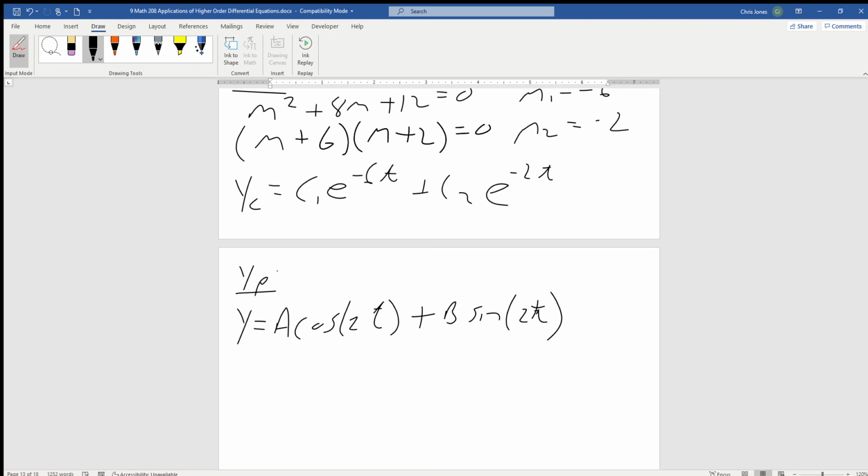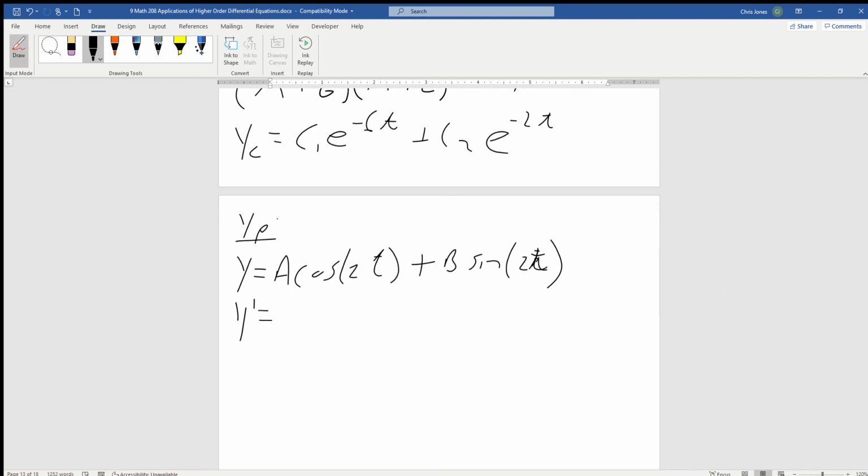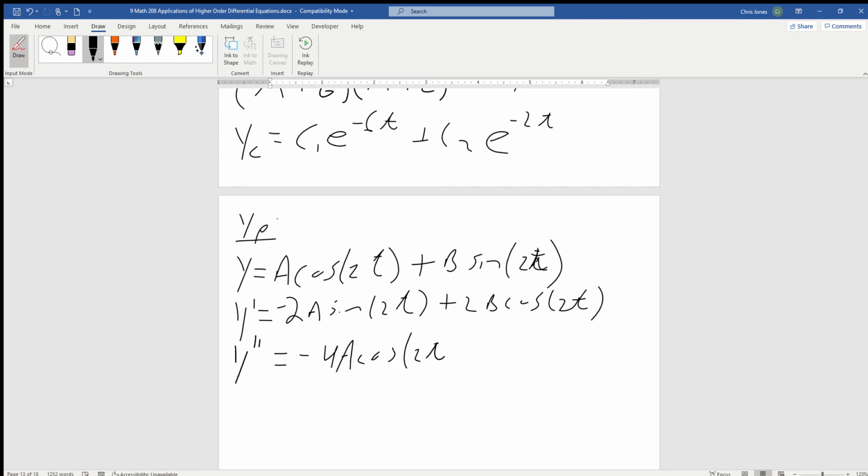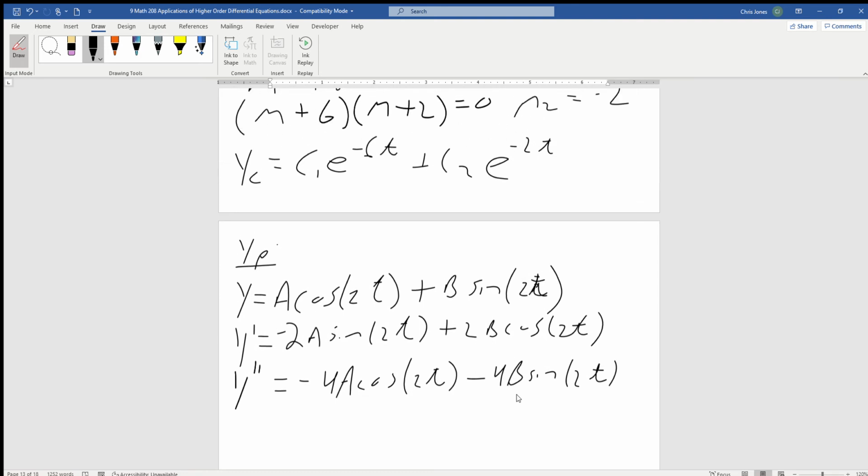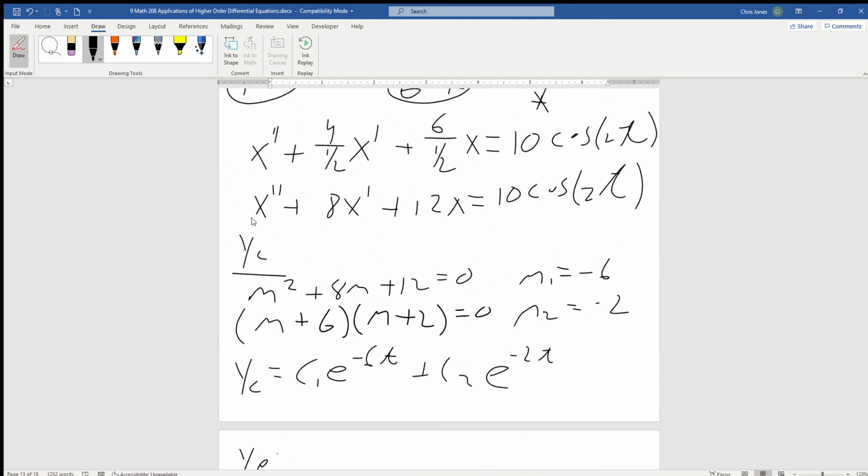We have to be careful because, remember, successive derivatives of sine can eventually lead to a factor of cosine as well. y prime is going to be equal to -2a sine 2t plus 2b cos 2t. And then finally, the second derivative is going to be -4a cos 2t minus 4b sine 2t. As you can imagine, it's not going to be a lot of fun finding our particular solution because now we have to stuff all of those back into this.